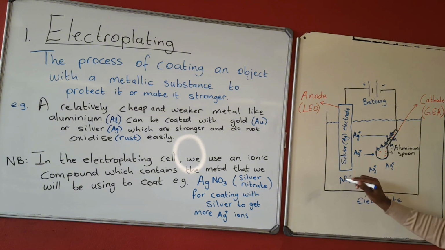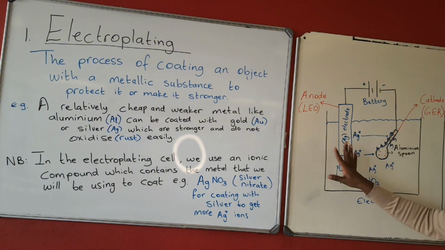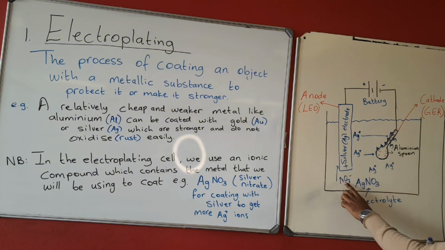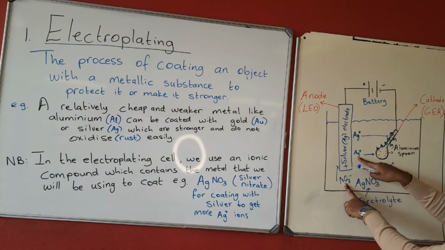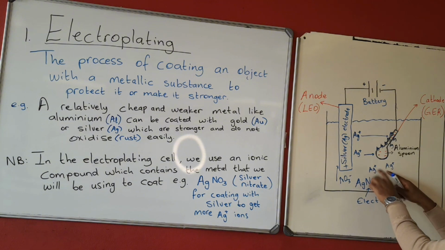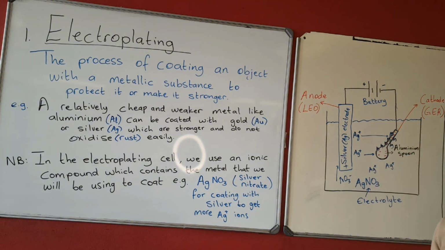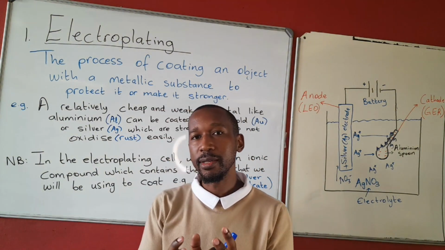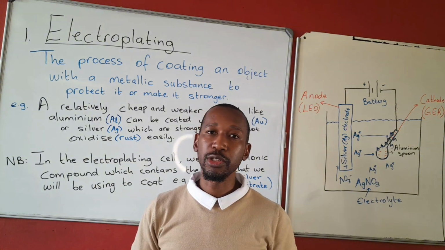The negative ions will be attracted to this one because it's positively charged, but we don't care about that section. We care more about this section here, because here, when the anion meets the cation, they become the solution again, which gives us more of these ones in the solution to coat the silver spoon. So that is electroplating, the coating of a weak metal with a stronger metal in order to make it stronger or to protect.